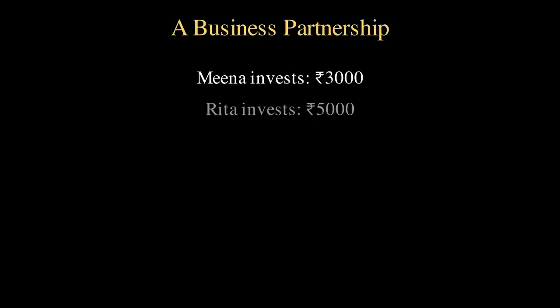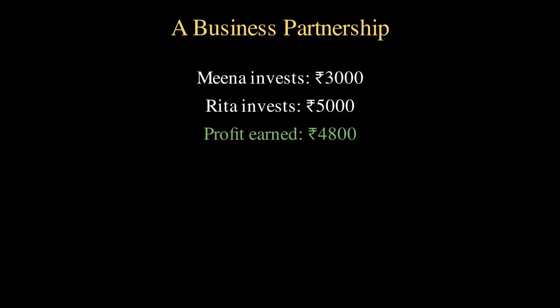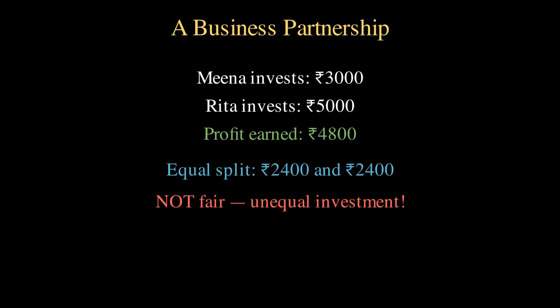Meena and Rita start a small business together. Meena puts in 3,000 rupees and Rita puts in 5,000 rupees. At the end of the year, they earn a profit of 4,800 rupees, and now they must decide how to split it. Splitting the profit equally, 2,400 rupees each, would not be fair, because Rita risked more money than Meena did.